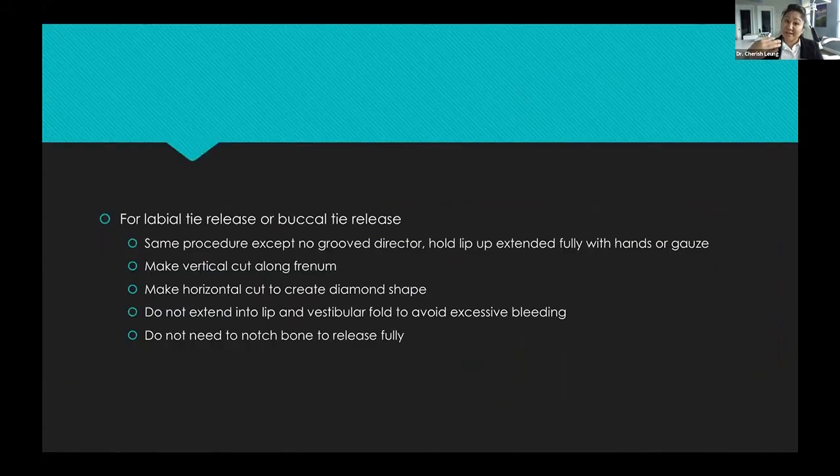So for the lip and the buccal tie releases, you're going to do it very, very similar. You just don't use a groove director. You either use your fingers to extend that lip or gauze. And then same thing, vertical cut along the frenum, horizontal cut to make that diamond shape. Don't extend it into the lip and vestibule, or you can get the excessive bleeding.